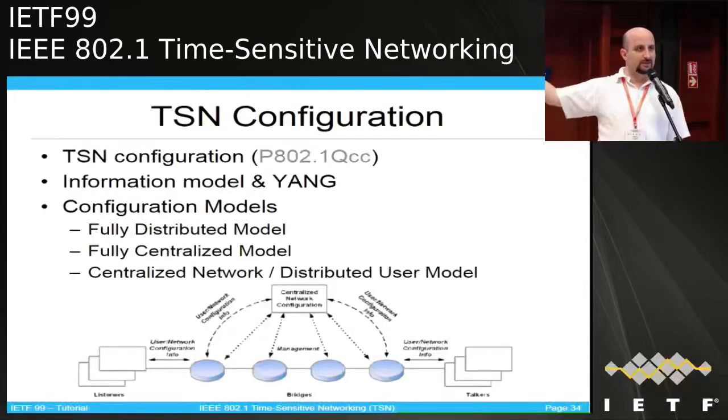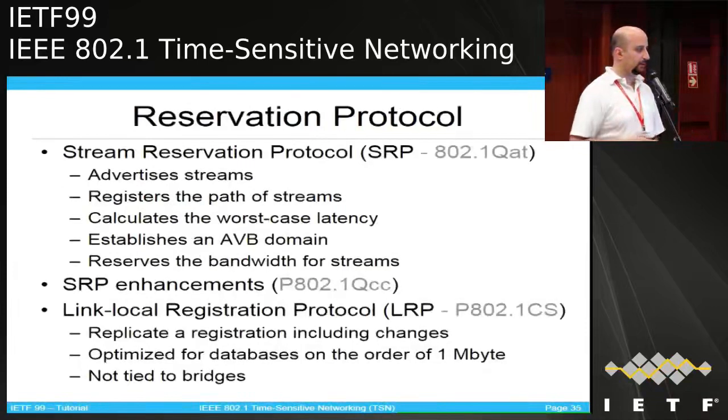So these end stations here are sources and sinks of CBR streams, and what we are after is how to provide the resources for those streams in order to provide the bounded low latency. As I mentioned, we have a standard protocol, SRP, for the reservation of resources. This is a distributed protocol that advertises the streams, registers the paths for the streams, even calculates the worst case latency end to end, and establishes the AVB domain that can be used by the stream, so they have the same characteristics or setups in the bridge, and ultimately, of course, reserves the bandwidth for the streams. The QCC project also provides enhancements to the SRP, the stream reservation protocol.